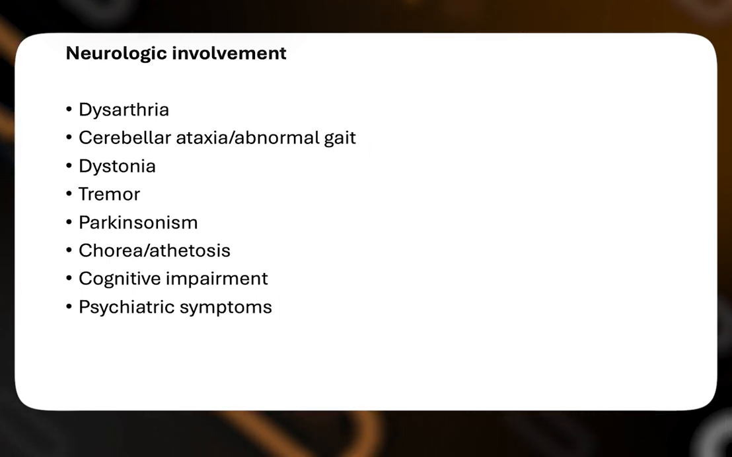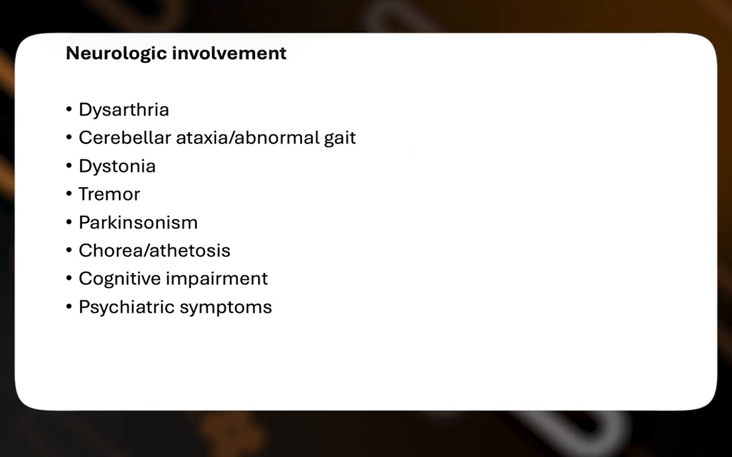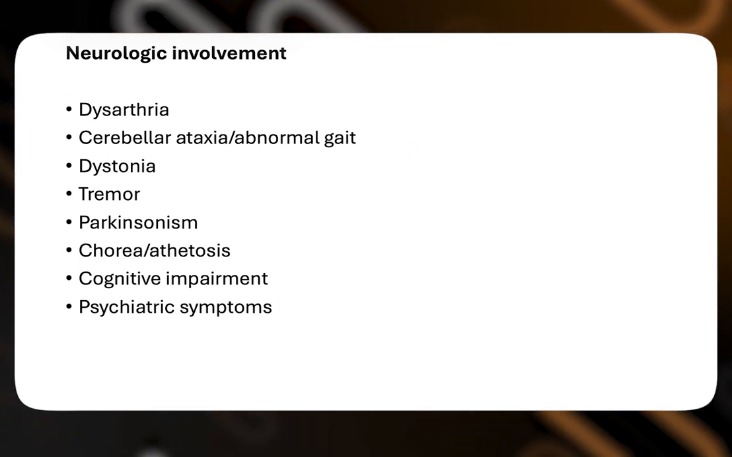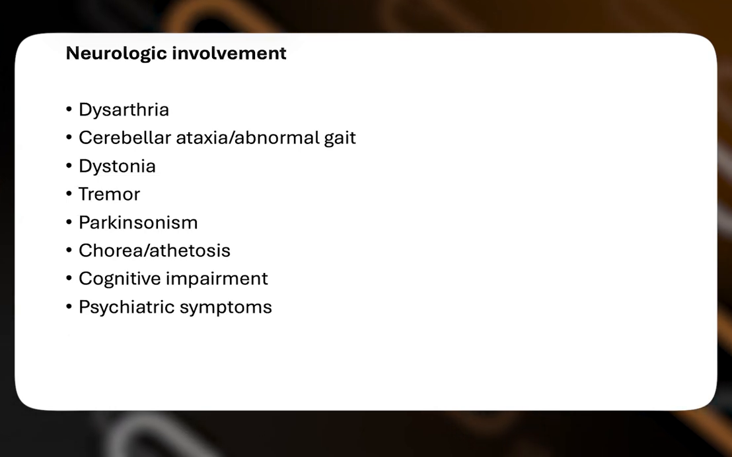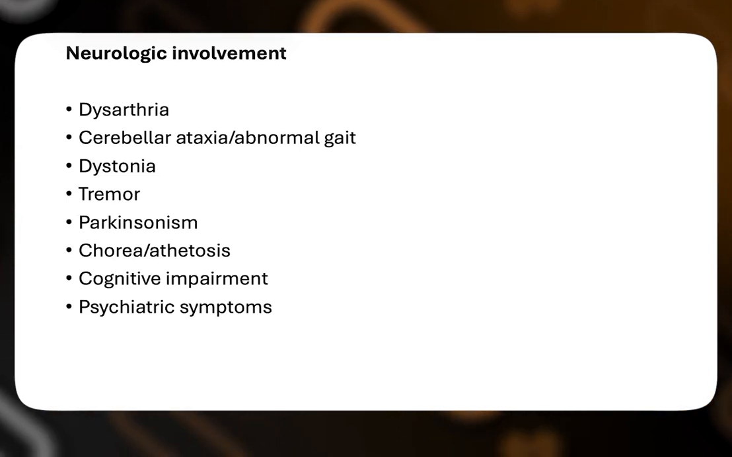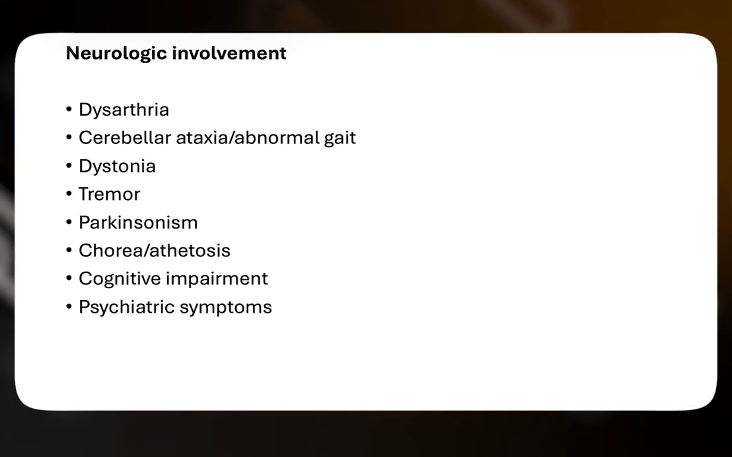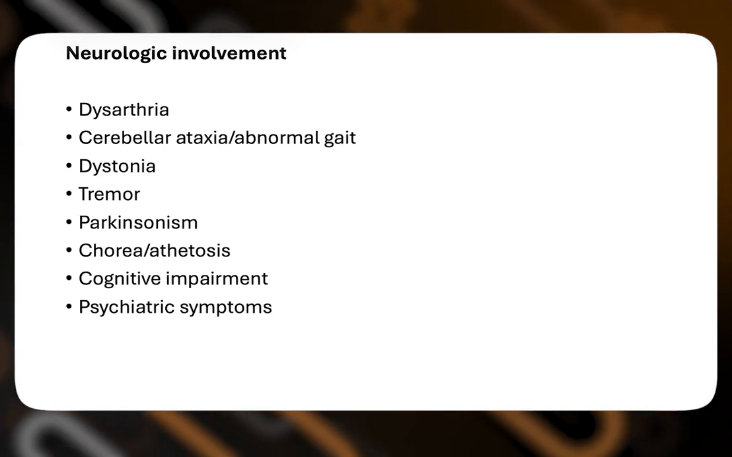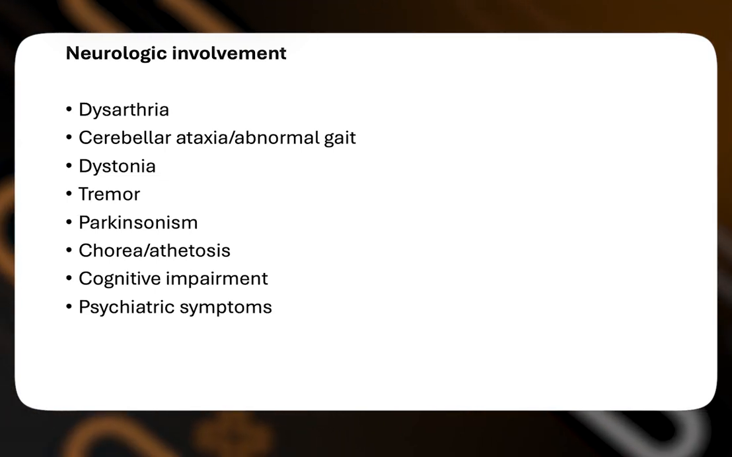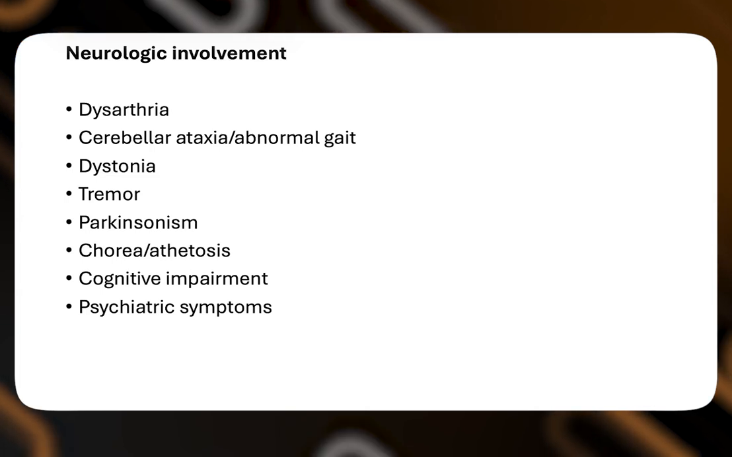Neurologic involvement: the second most common organ involved is the brain. Symptoms range from dysarthria, which is the most common, up to 97% of patients with high levels of copper, then cerebellar ataxia, abnormal gait, dystonia, tremor, and Parkinsonism, choreoathetosis, cognitive impairment, of course, and psychiatric symptoms also.